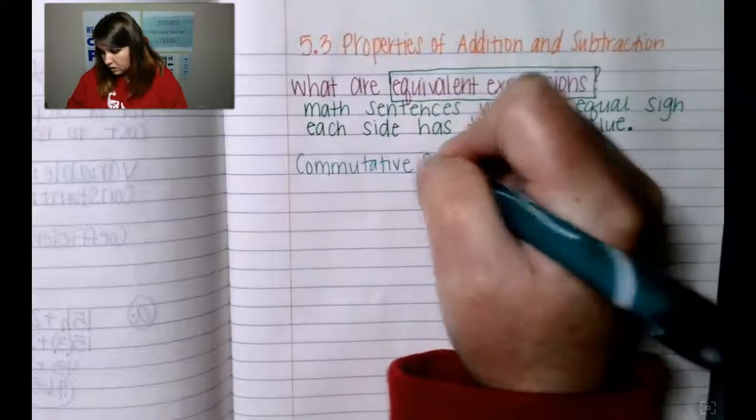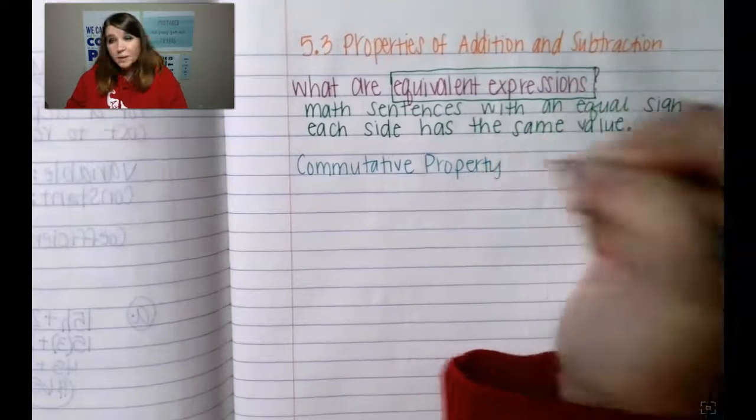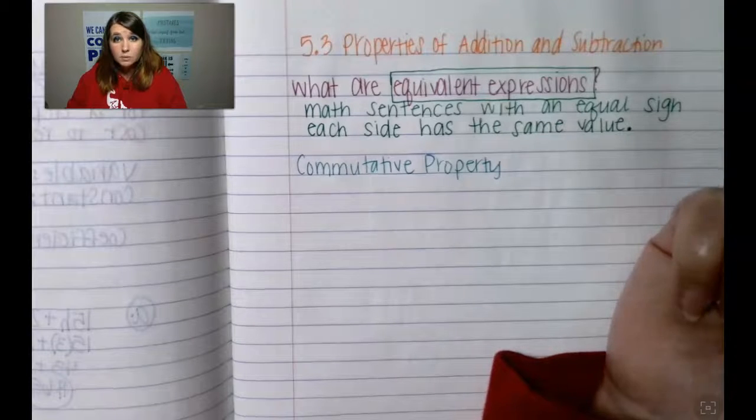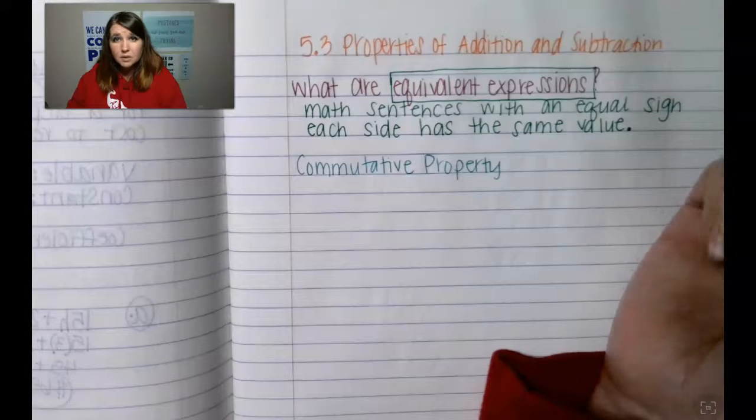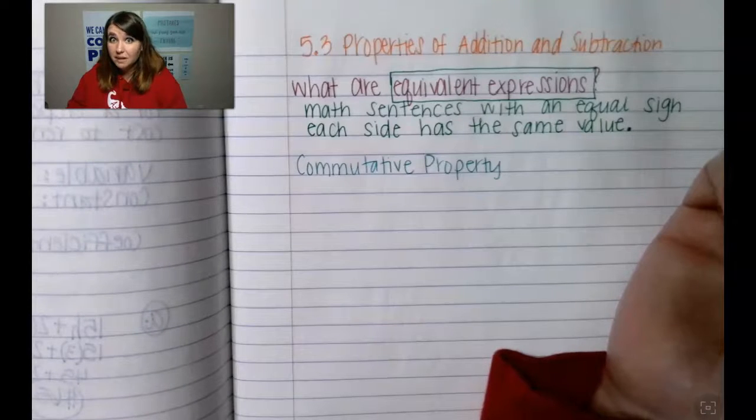The commutative property. If you are doing multiplication, then it's the commutative property of multiplication. If you are doing addition, it's the commutative property of addition. Pretty simple, right? It just depends on which one you're doing. But what does that mean, Miss Englander? What are you talking about?